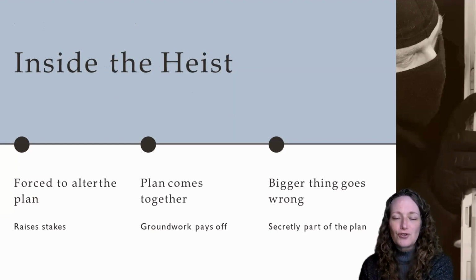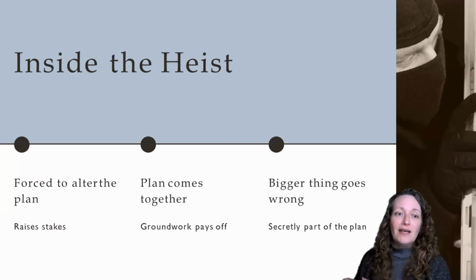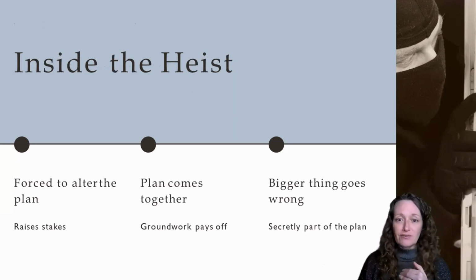Next, they are forced to alter the plan. Sometimes this beat comes before the arrival at the actual location, but it is always after the team has committed, where they cannot back out of it. And when something goes wrong, they have to alter the plan.